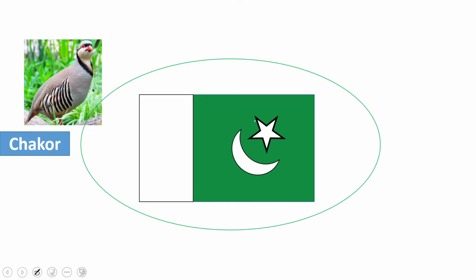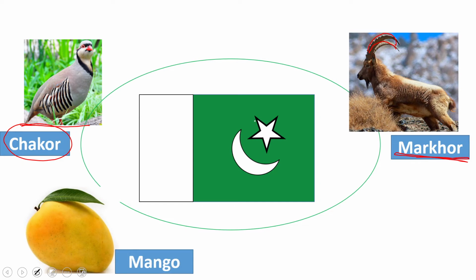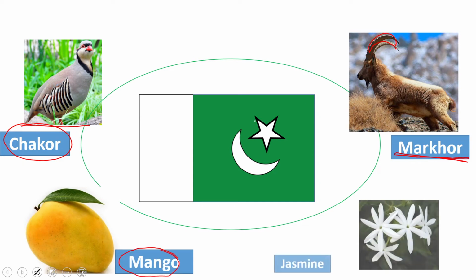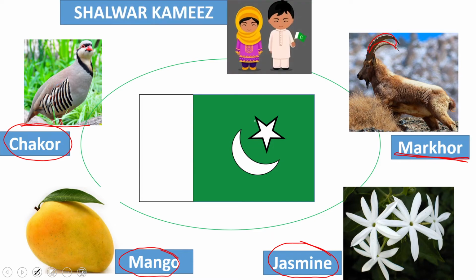So the national bird of Pakistan is chakor. Then the national animal of Pakistan is markhor. Markhor, it is a goat, big goat with big horns, and it lives in the mountains. And the national fruit of Pakistan is mango, aam. National flower of Pakistan is jasmine. And the national dress of Pakistan is shalwar kameez.